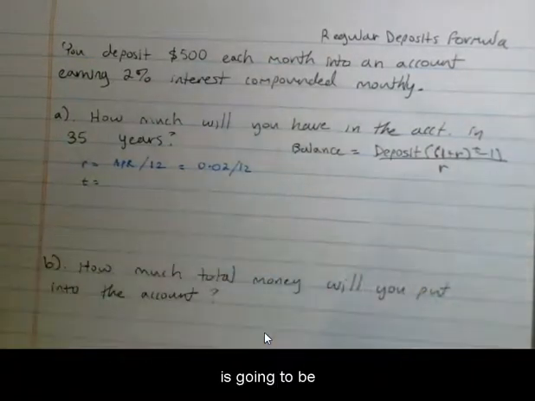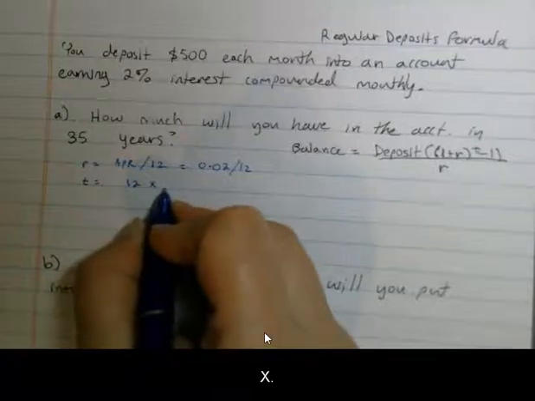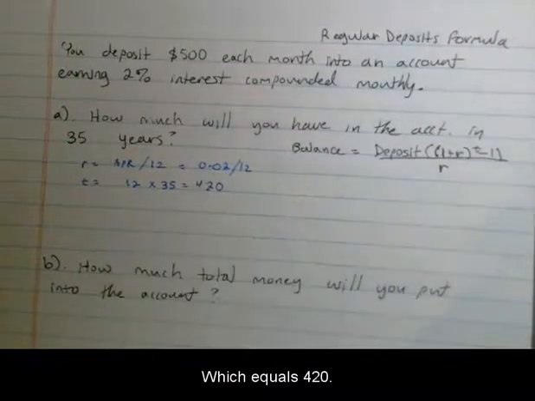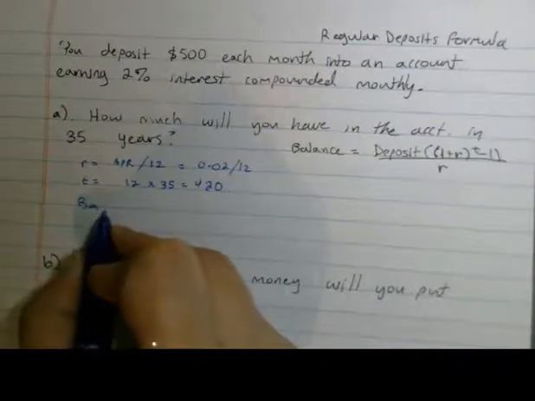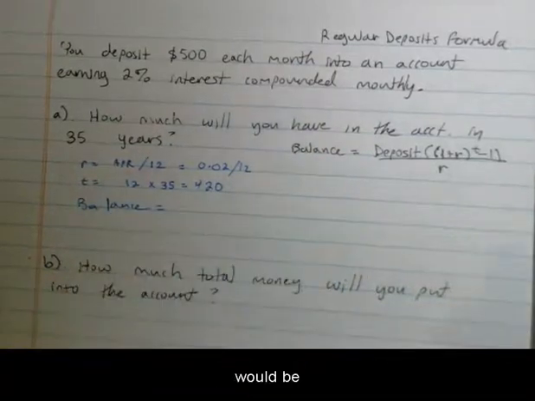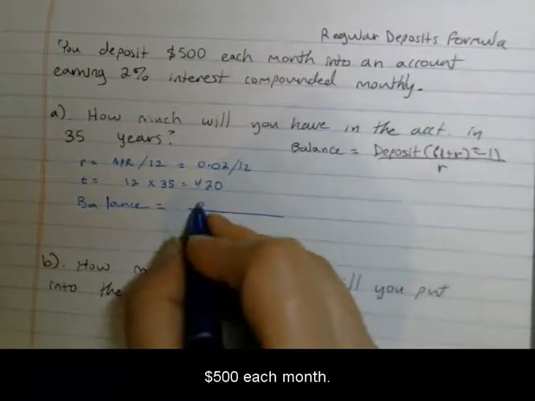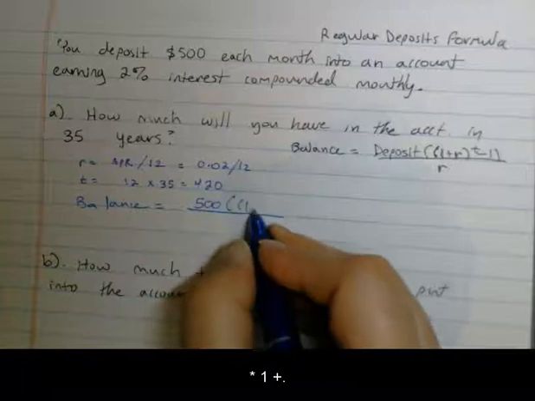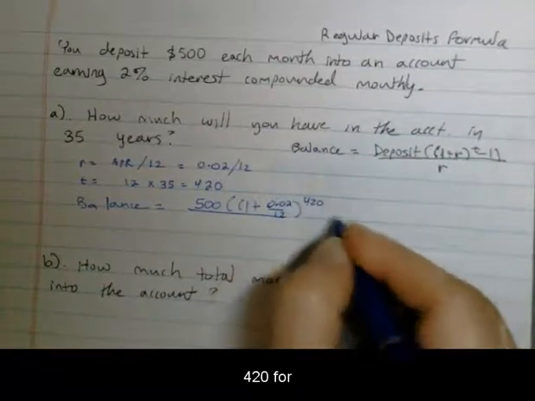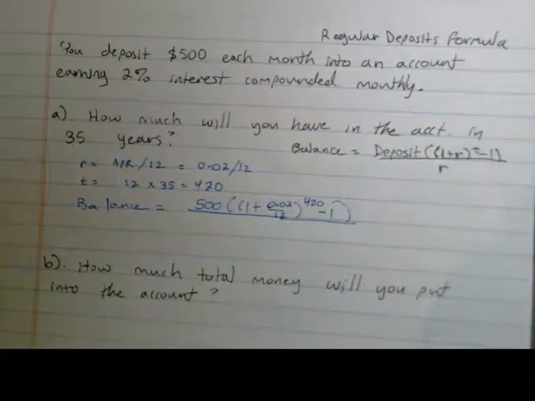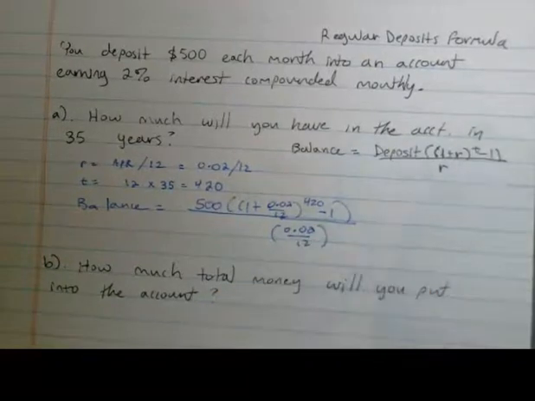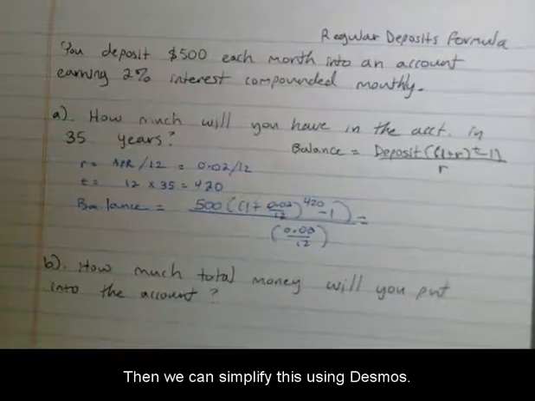T is going to be 12 months times 35 years, which equals 420. So the balance of the account will be the deposits, $500 each month, times 1 plus 0.02 over 12 for R, to the 420 for T. And on the bottom, we have R again. And then we can simplify this using decimals.